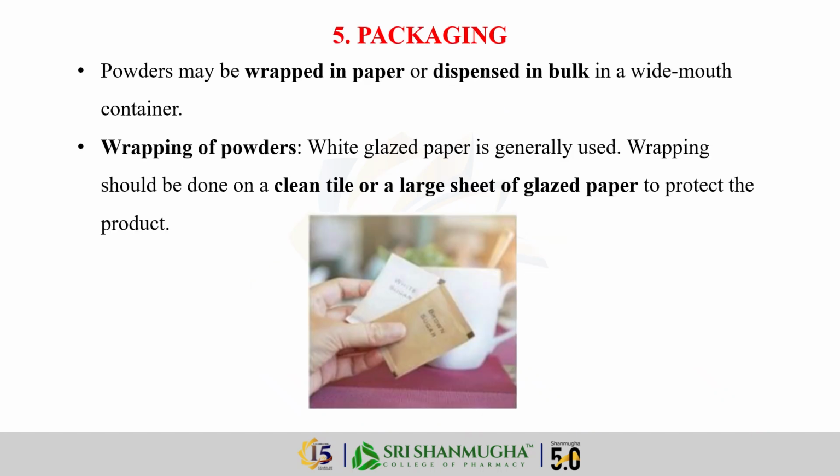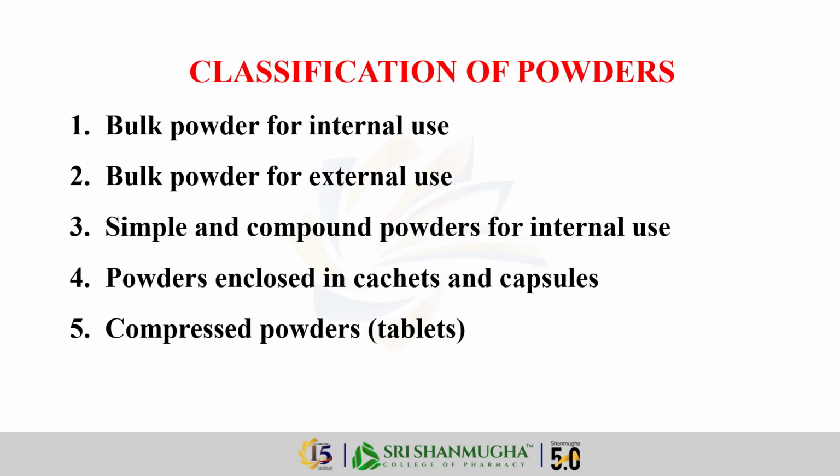Next, packaging. Powders may be wrapped in a paper or dispensed in bulk in wide-mouth containers. Wrapping of powders. White glazed paper is generally used. Wrapping should be done on a clean tile or a large sheet of glazed paper to protect the product. We classify them into 5 groups: bulk powders, bulk powder for internal use, bulk powder for external use, simple and compound powders for internal use, powders enclosed in cachets and capsules, compressed powders, that means tablets.